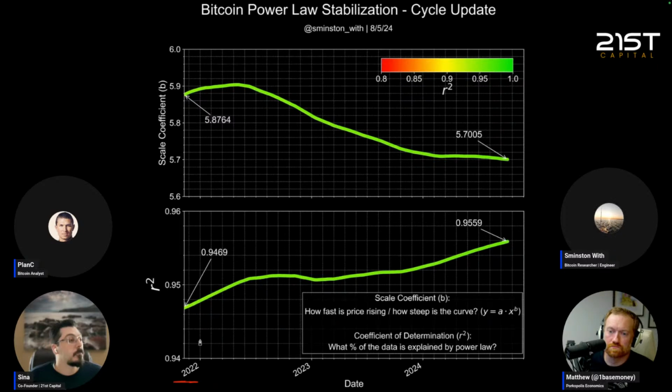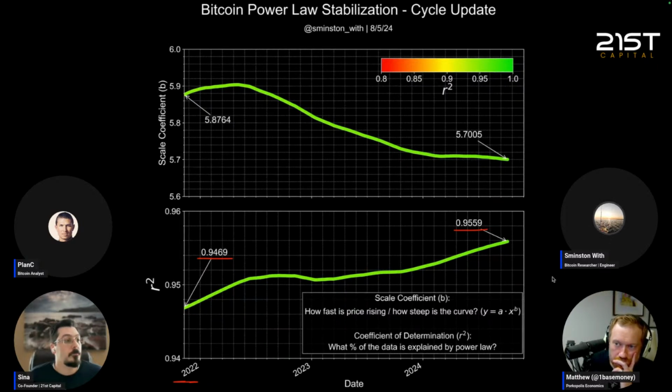That's the last all-time high up until today, which is the very last data point on both of these. So the scale coefficient dipped a little bit, but as we've seen, these fluctuations average out at right around just above 5.7. So it really hasn't changed much. But the takeaway here is the R squared is still trending up since the all-time high. It's gone from 0.9469, so almost 95%, and now we're getting close to 96% today, just since November 2021.